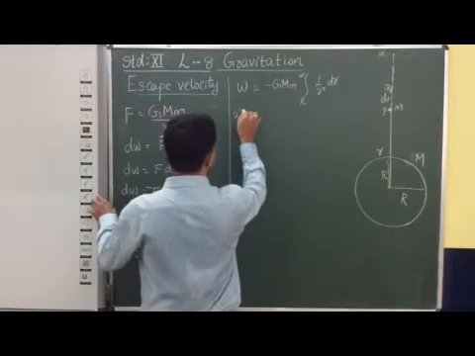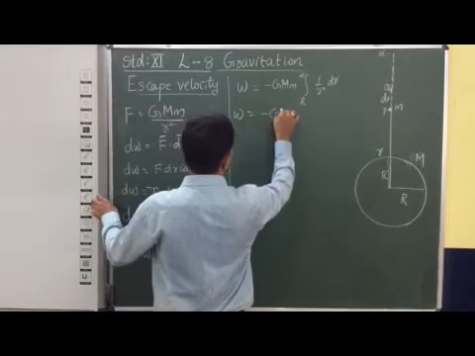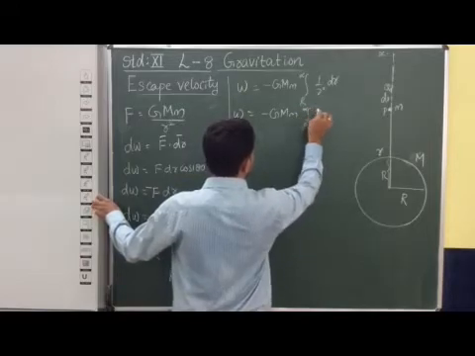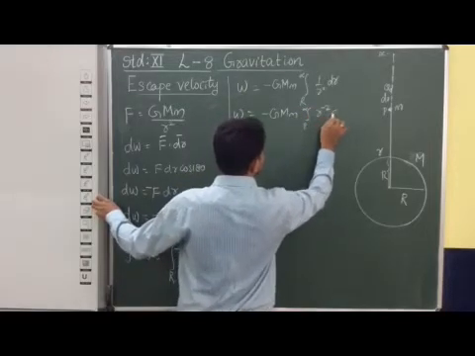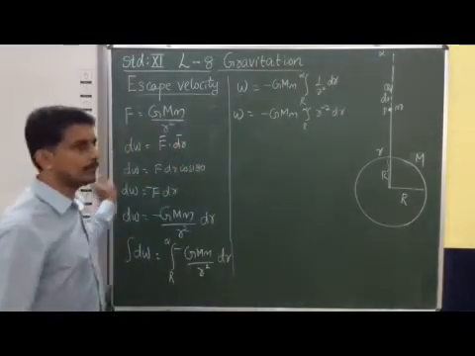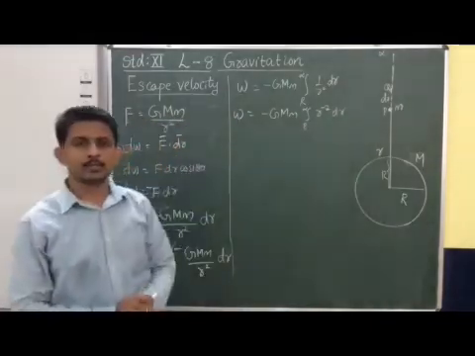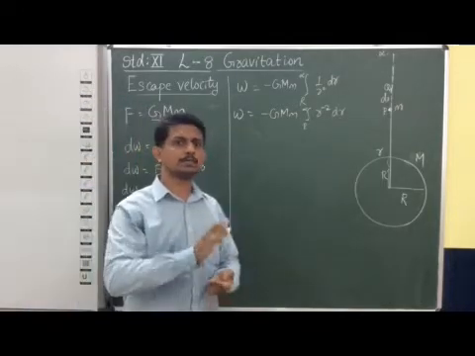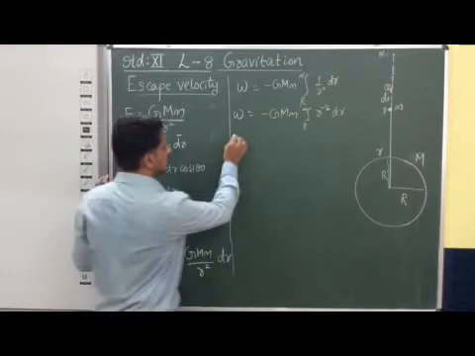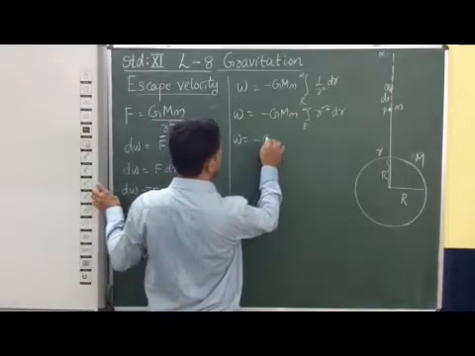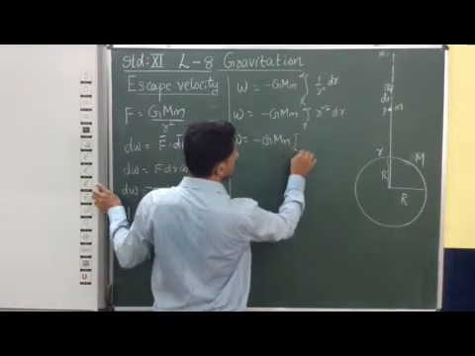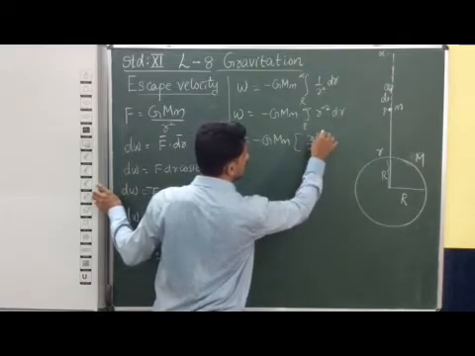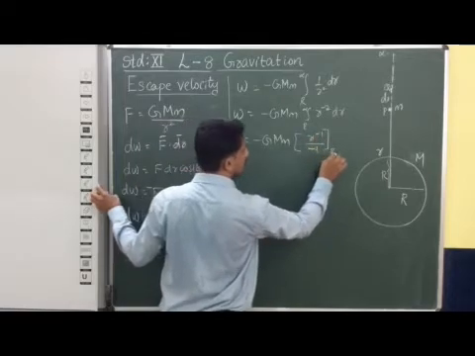Therefore, the work done is minus GMm times the integral from R to infinity of R raised to minus 2 dr. We know this is in the form of x raised to n dx, and x raised to n dx is x raised to n plus 1 divided by n plus 1. So our equation becomes work done is minus GMm into R raised to minus 1 divided by minus 1, ranging from R to infinity.